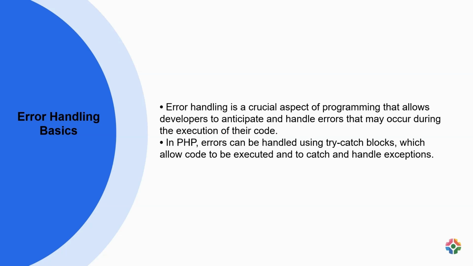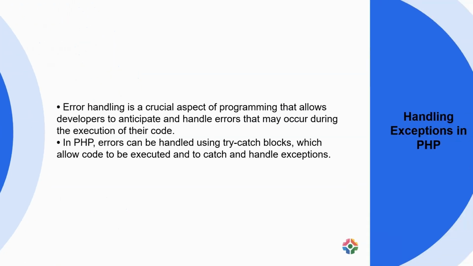For instance, in a web application, if a database connection fails, using try-catch blocks can help display a user-friendly error message instead of a system error. By utilizing these error handling techniques, developers can enhance the robustness and reliability of their PHP applications.